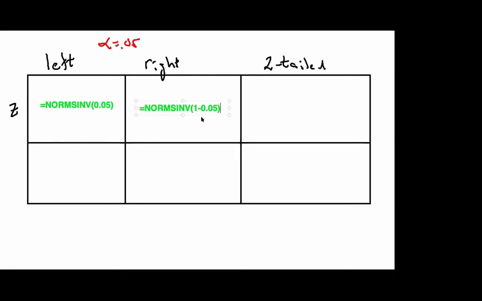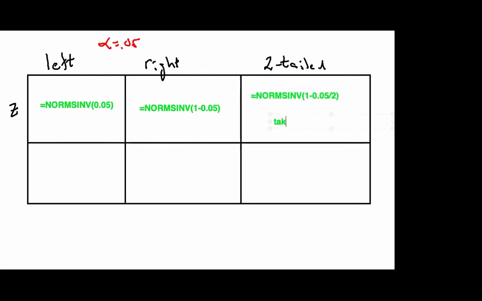All right, now for the two-tailed test. The way to get the two-tailed value, just remember that once you get it, it's a plus or minus value. So the formula I would actually encourage you to enter would be equals NORM.S.INV(1 minus 0.05 over 2). So 0.05 over 2 is taking the 5% and dividing it across the two tails.